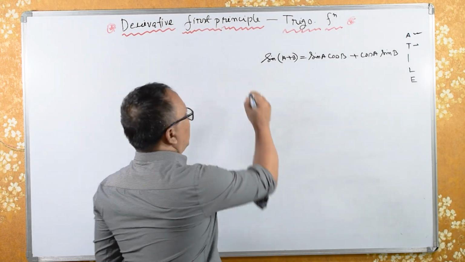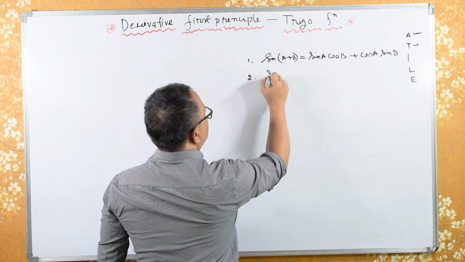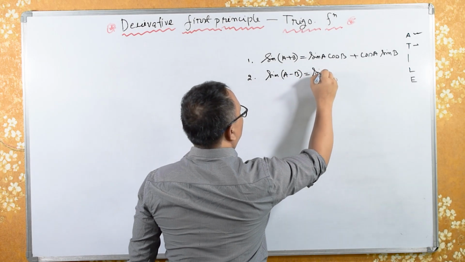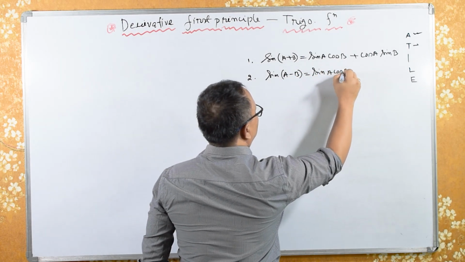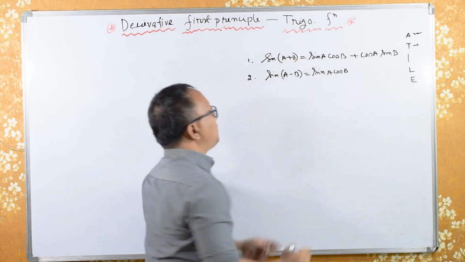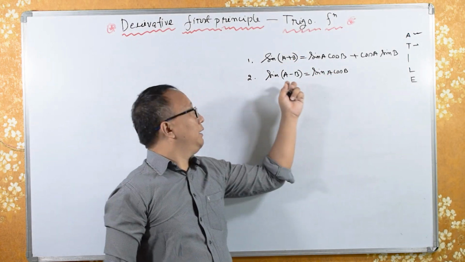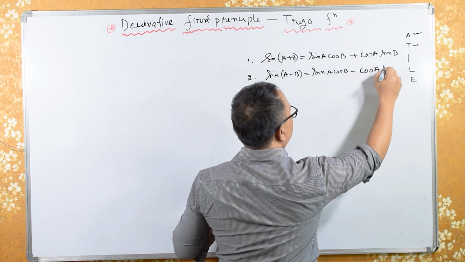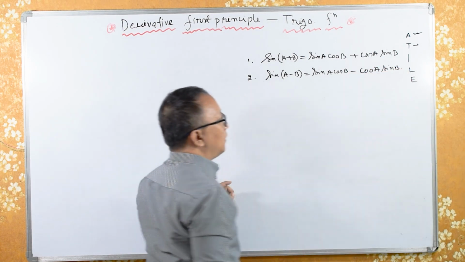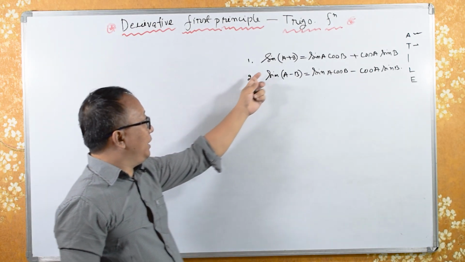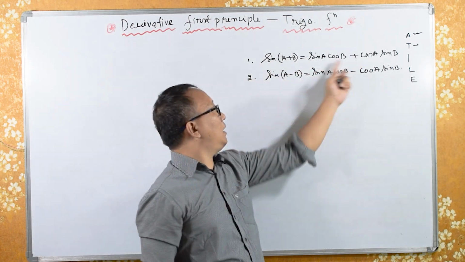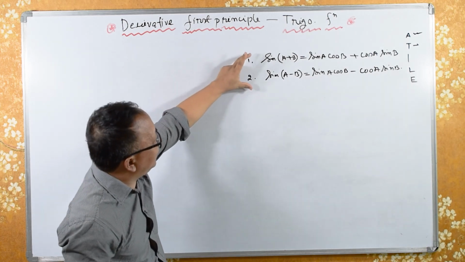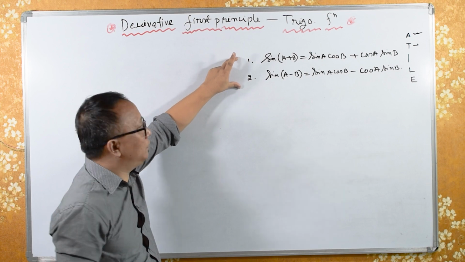Now if I define sine of a minus b, it is equal to sine a cos b, and if it is plus, then you get plus over here. If it is minus, you get minus here, cos a sine b. Now we have the formula for sine of a plus b and the formula for sine of a minus b. Now look at this: if I add and subtract these two, what can I get?